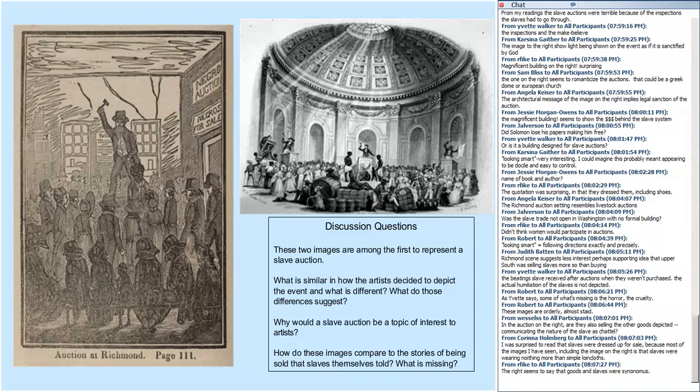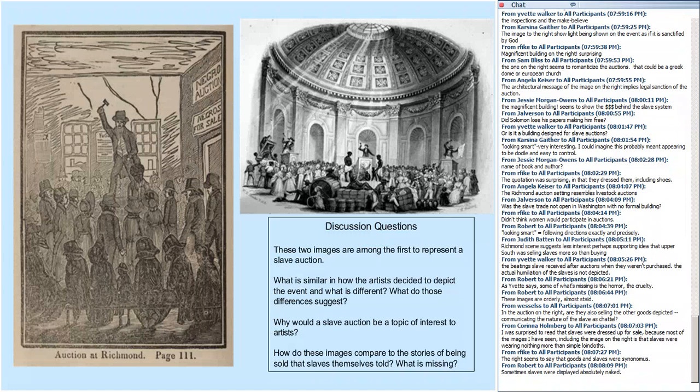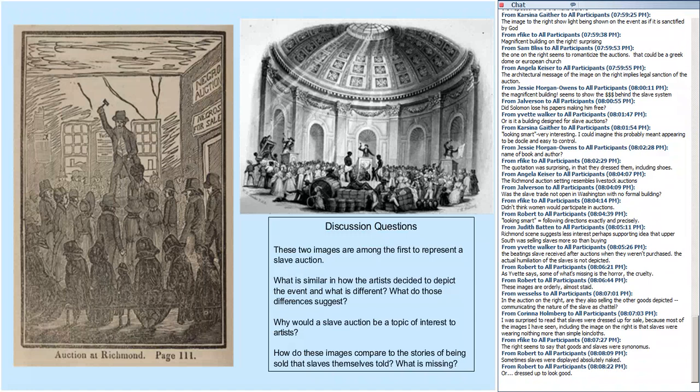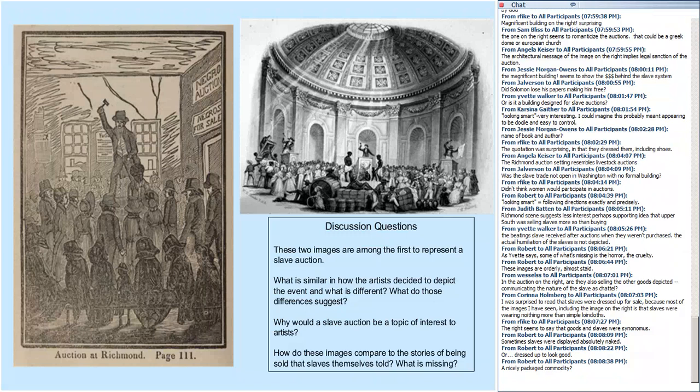In fact, we know from description after description that slaves were dressed up very well before sale, and that it was about, in many ways, turning them into a product that people would want to buy. And slave dealers actually spent a lot of money on dressing up slaves, almost always buying a new set of clothes for them, and usually clothes much nicer than they would have had regularly. So as you all are commenting, dressed up to look good, nicely packaged commodity, that is indeed how it was treated.